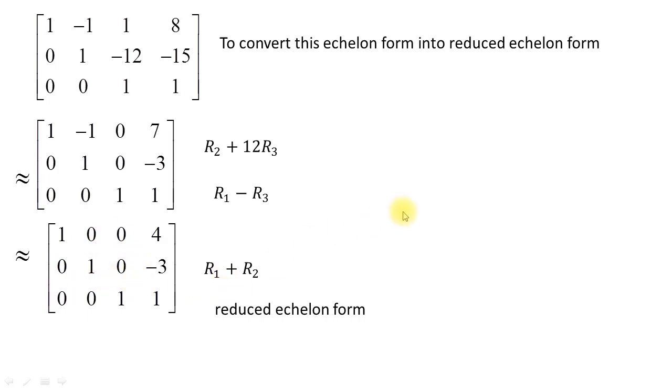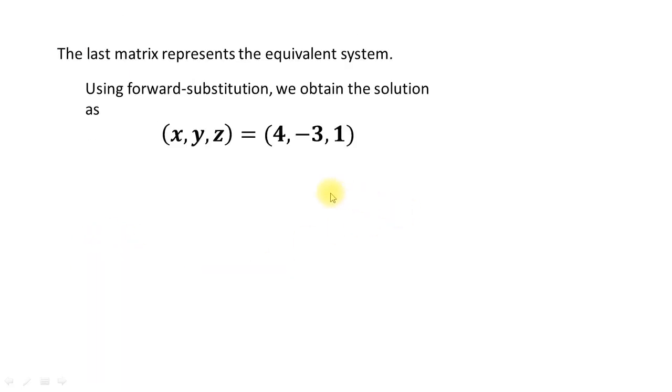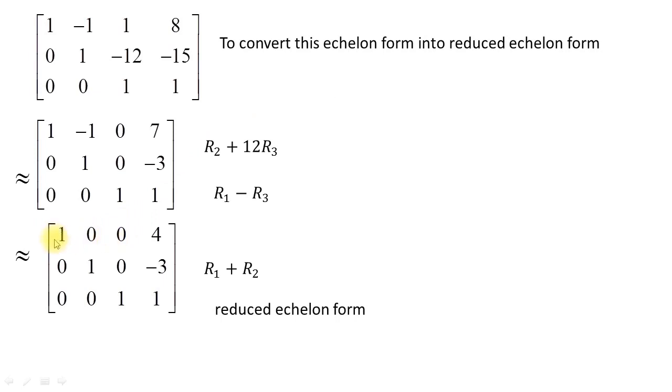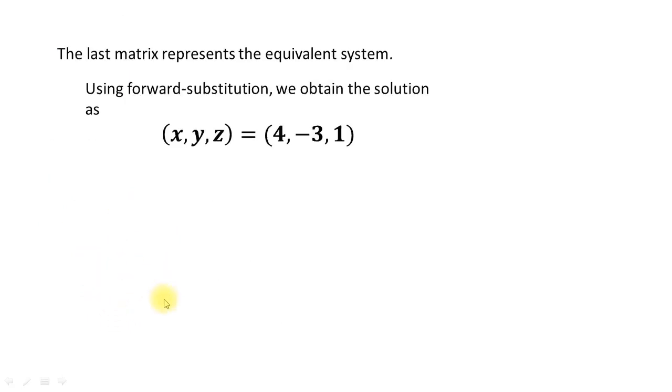Now write this matrix again in equation form, and then using forward substitution, we obtain directly the coefficient of x, and the coefficient of y is 0, the coefficient of z is also 0. So we obtain the value of x is equal to 4, the value of y is equal to minus 3, and the value of z is equal to 1.